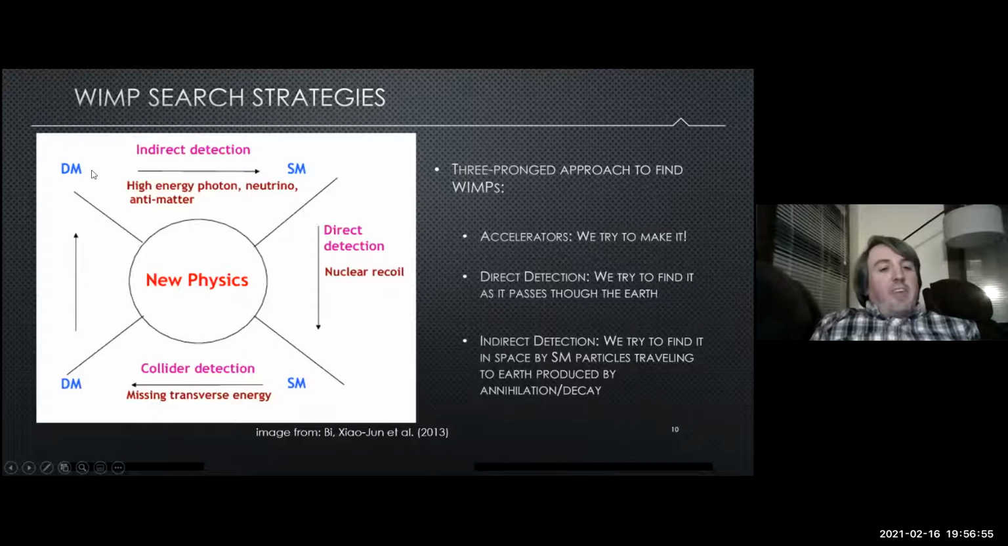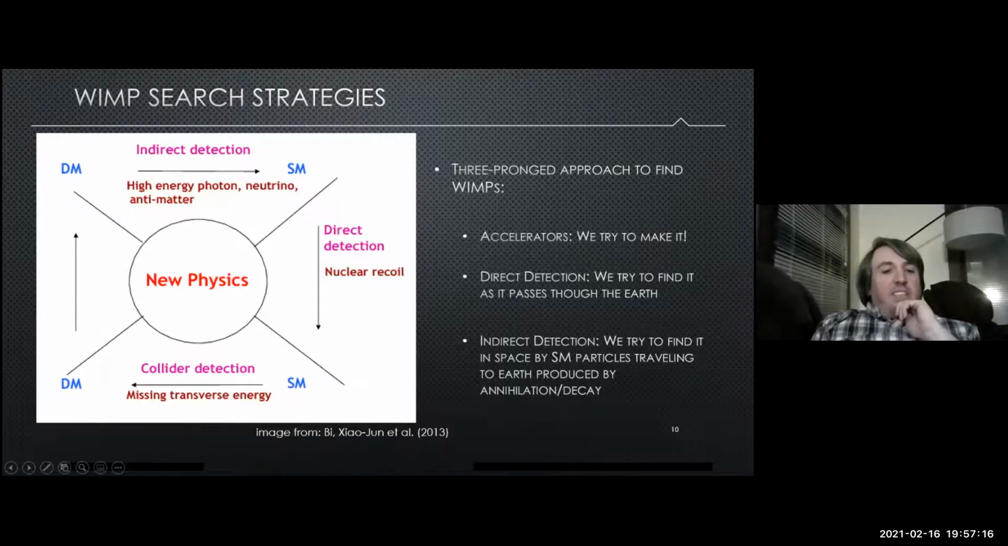And then you have indirect detection, which is my area, where we have two dark matter particles that meet each other in the night. New physics happens, they annihilate, and then you have standard model particles coming out of it. And so this is what we actually try to measure.